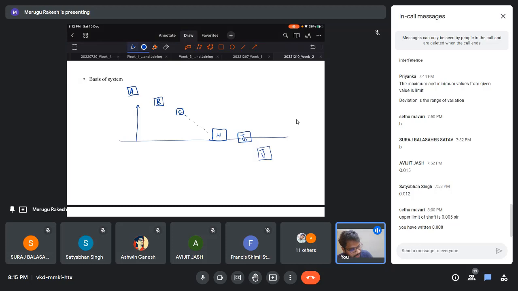Don't think only alphabets will come. There will be a special notation like this, ending with Z. This is for the hole. We use capital letters for the hole. For shafts, we use small letters.